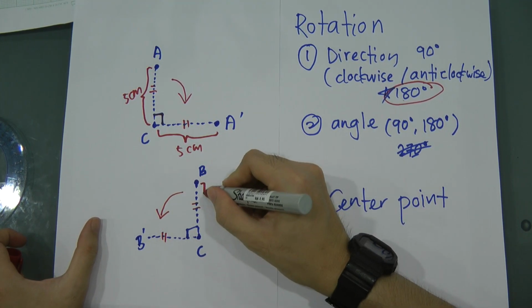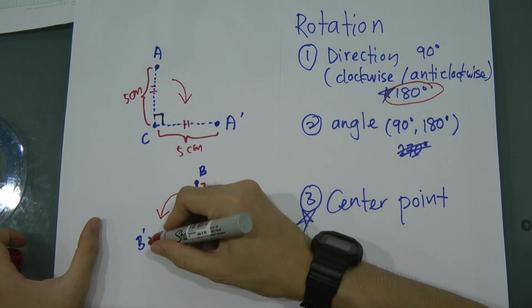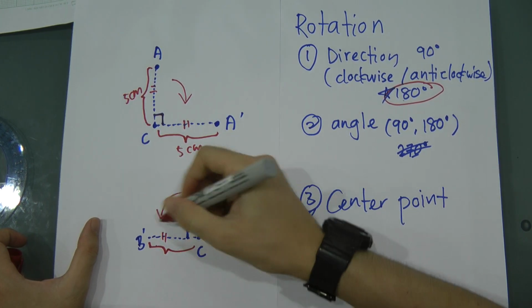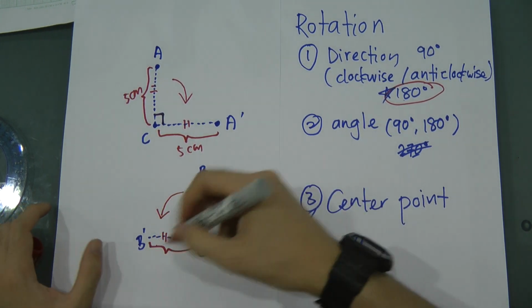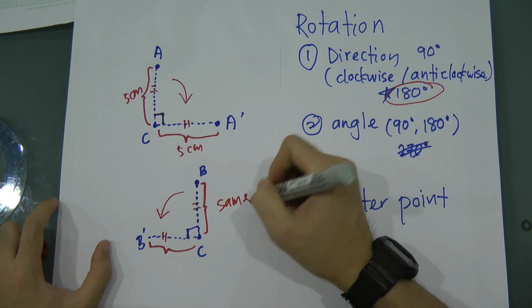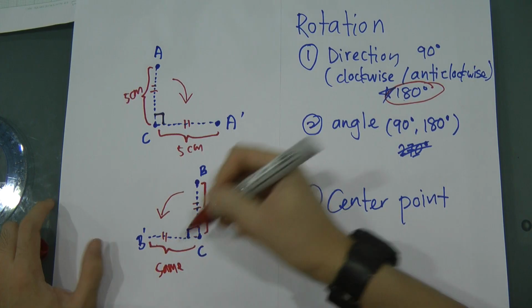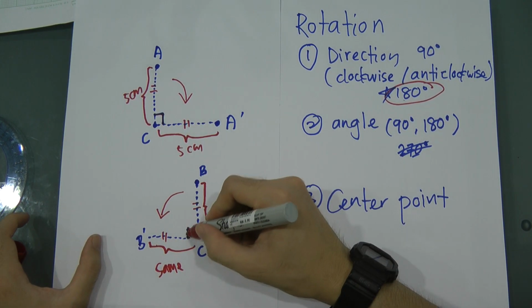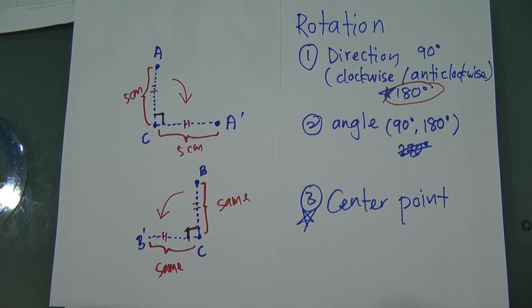I say the distance from image A to the center point and the distance from image B to the center point need to be the same. Both of these distances need to be the same, and then the 90 degree angle must form at the center point here.